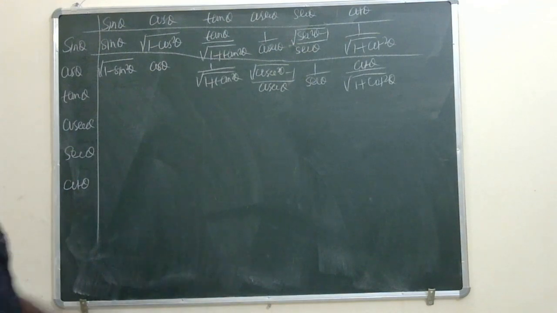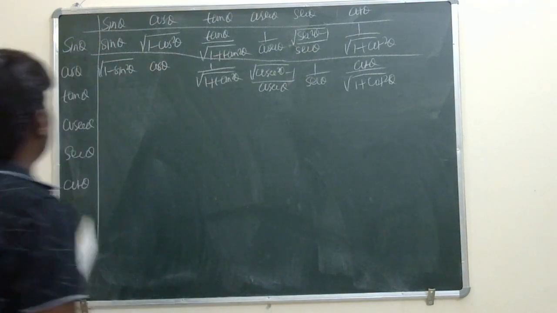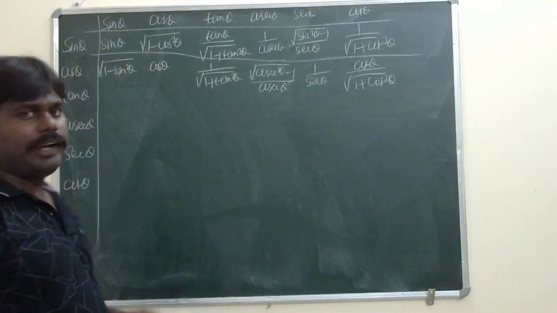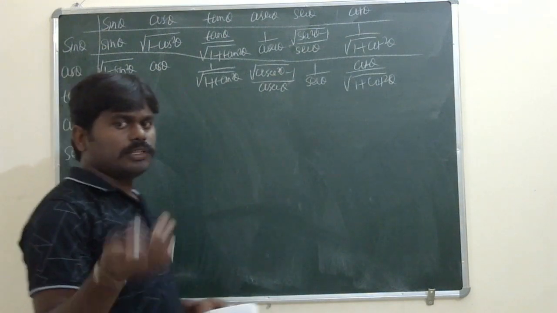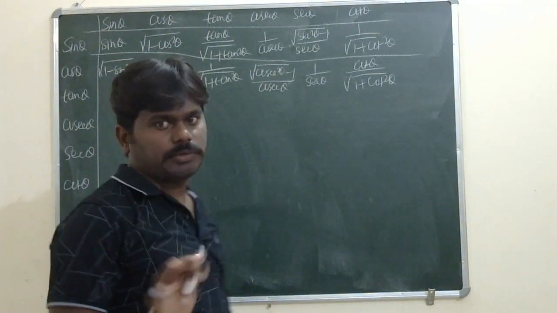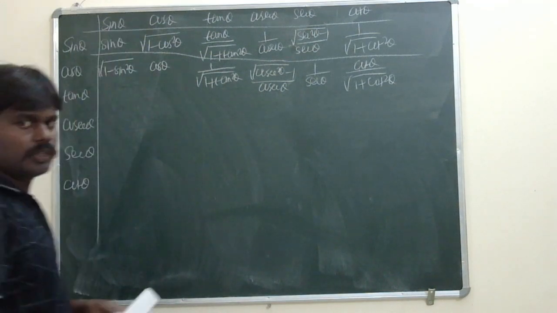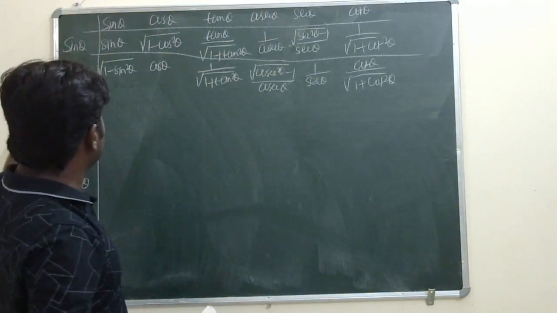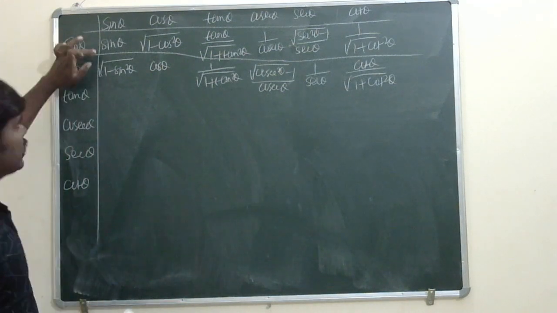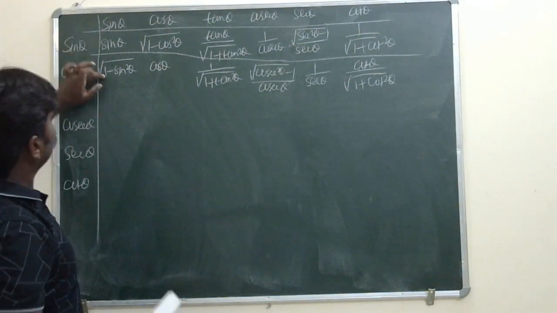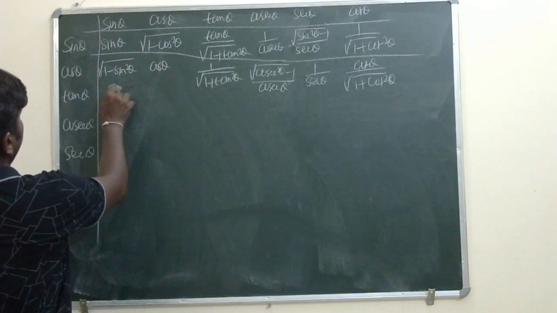So this we have derived. Okay, so now tan theta. Tan theta is the ratio of sine and cos. So how to express tan theta in terms of sine? As we know, sin theta by cos theta is tan theta. So in the expression, sin theta in terms of sin theta is sin theta only.